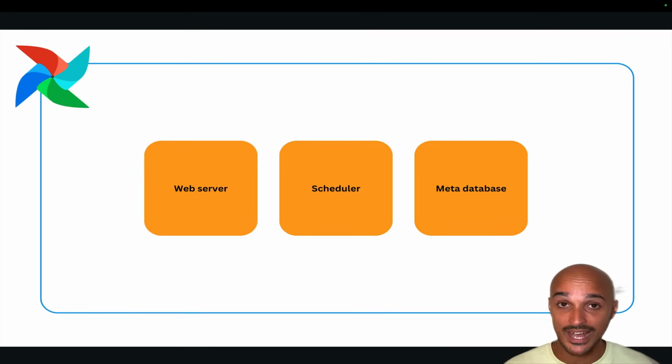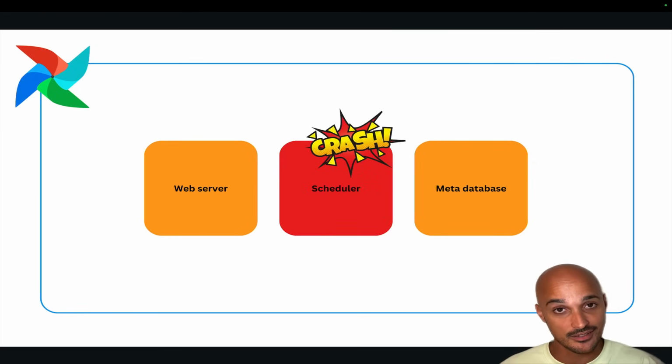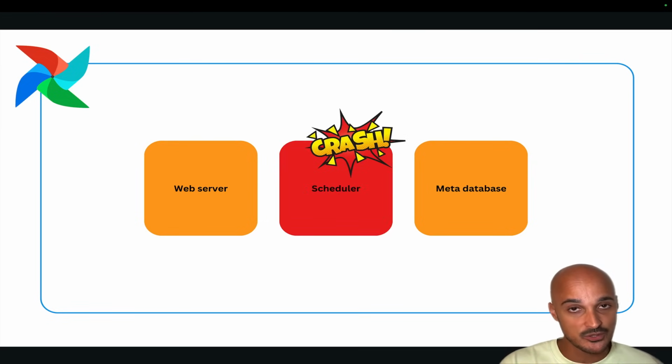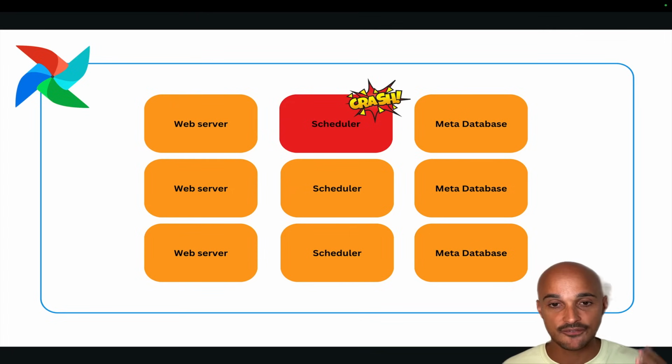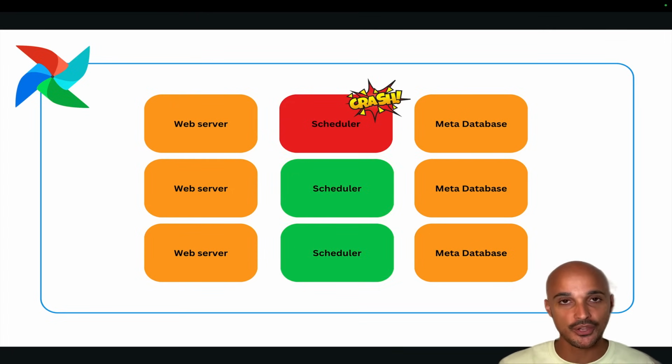Last but not least, Airflow has 3 main components: the web server for the user interface, the scheduler to schedule your tasks and data pipelines, and the metadatabase to store the metadata related to your Airflow instance. But in production, you want to make sure that those components are reliable. For example, the scheduler goes down. Well, in this case, you are in big trouble because you cannot run any more tasks. But in Airflow, you are able to replicate those components so that if the scheduler goes down, you still have other schedulers to schedule your tasks and your data pipelines. Same thing with the metadatabase and the web server.